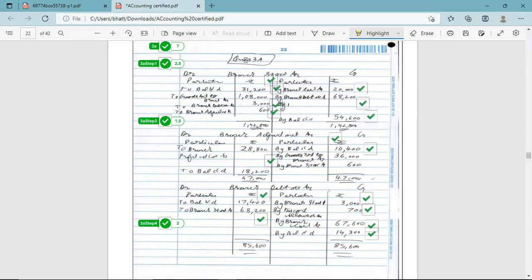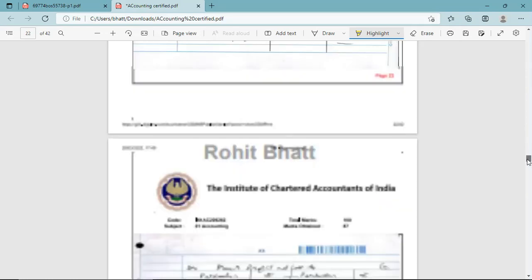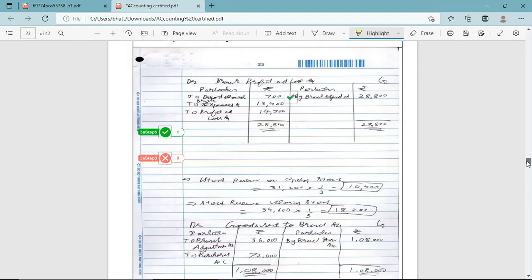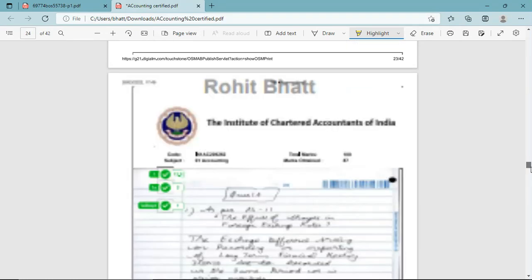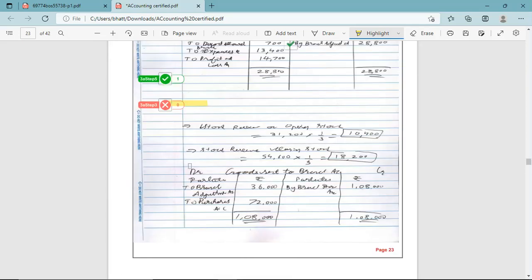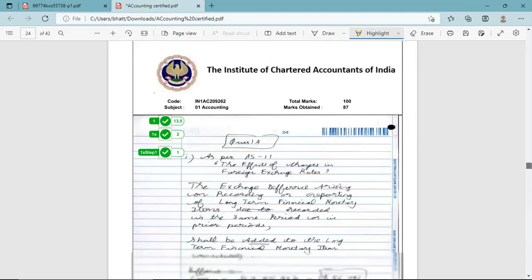Then in this question I have made some errors which you can find out by comparing with the suggested. So I got 7 out of 10 marks. Some step was missing. Maybe this account I had made, but since in between I had made some working, I think this part was missed from getting checked.